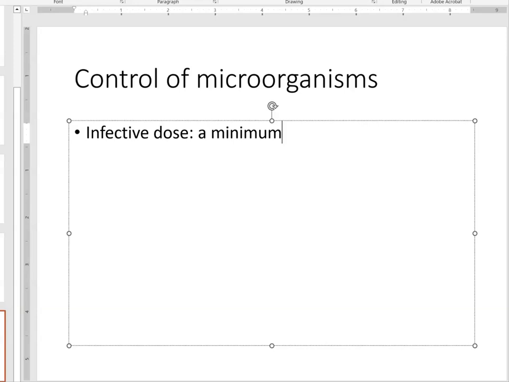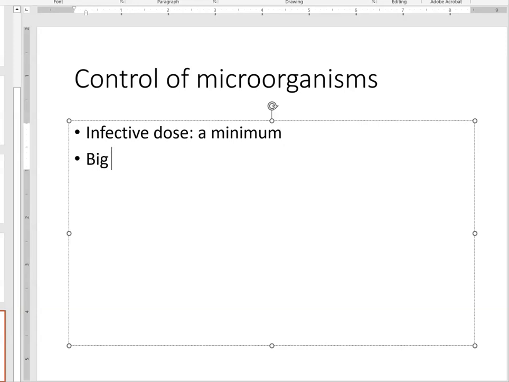And again, we'll look at this in more detail in Lecture 10, but the point is that this is the goal of disinfection and control processes. We're always trying to get below some infective dose. We're just trying to make things safe by killing microbes. That's all. So just make sure you know what infective dose means.